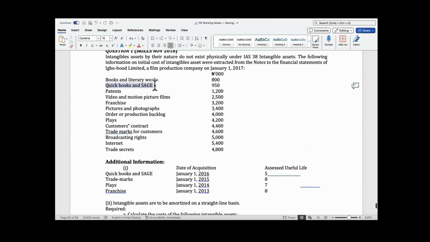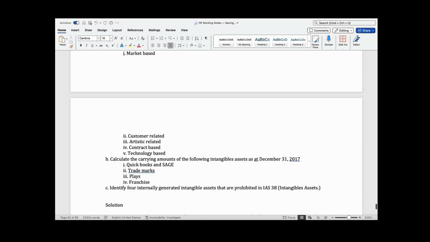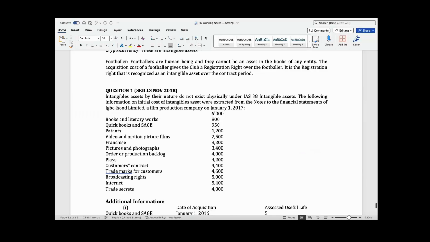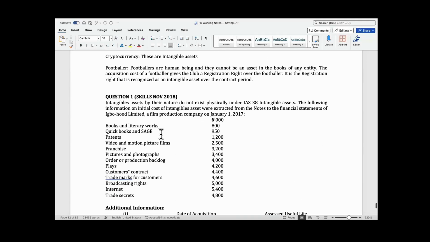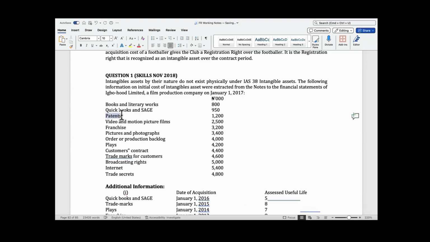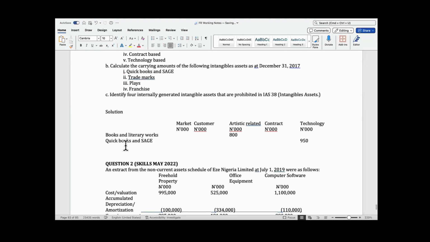What about QuickBooks and Sage? That's technology. Yeah, it should be technology. And how much is it? 950. What about patents? For patents, if you have an invention, maybe you invent another way of writing, you invent something.